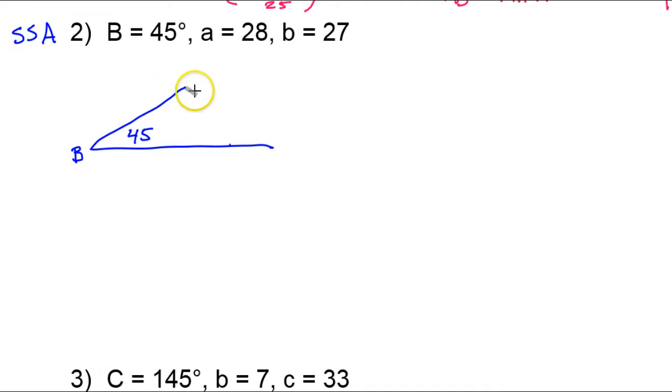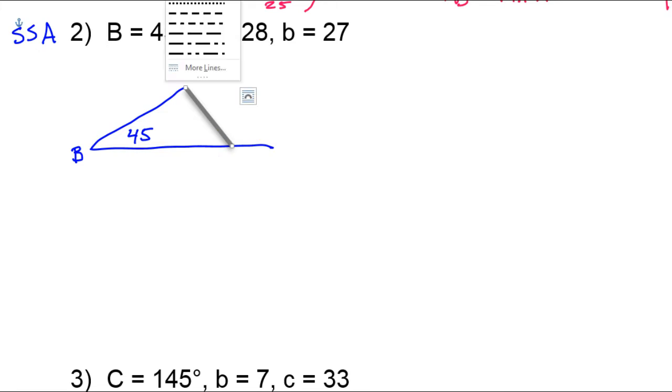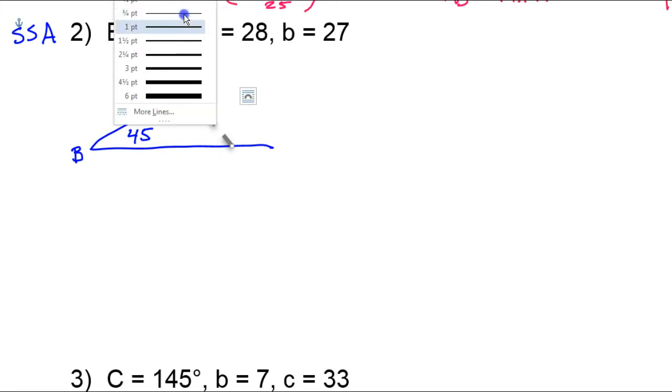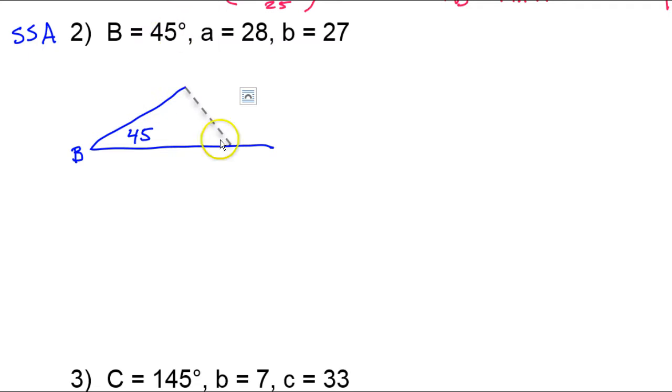Now when I do it here for this video, I'm going to use an electronic line like this so that I can actually swing it around. In fact, maybe I'll make it dotted as well. Okay, there's my temporary line. Now, if this is angle B, then this must be side B over here. So that means this temporary side is the 27.